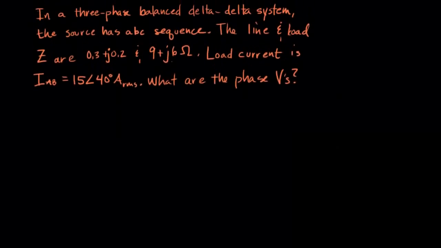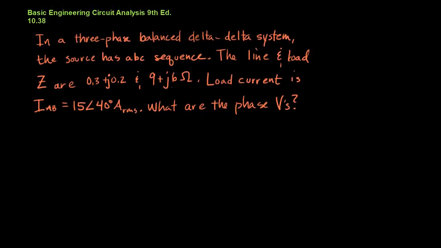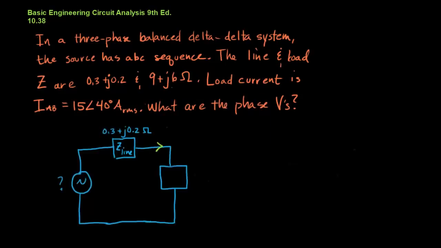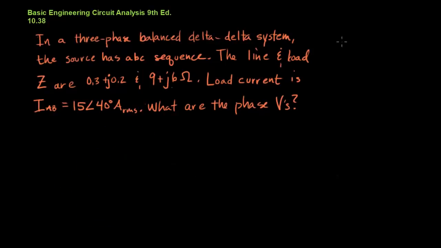So here's the problem, and let's move through it and try and design a circuit that emulates this problem. We have a three-phase balanced delta to delta system that has an ABC sequence. What's that telling us? Delta to delta. Okay, that means we have what we don't want. We have something that looks like this. Okay, it's a really complicated circuit to solve. 4 meshes. It's just a nightmare. We don't want to deal with it. So we're going to convert it into something more simple.